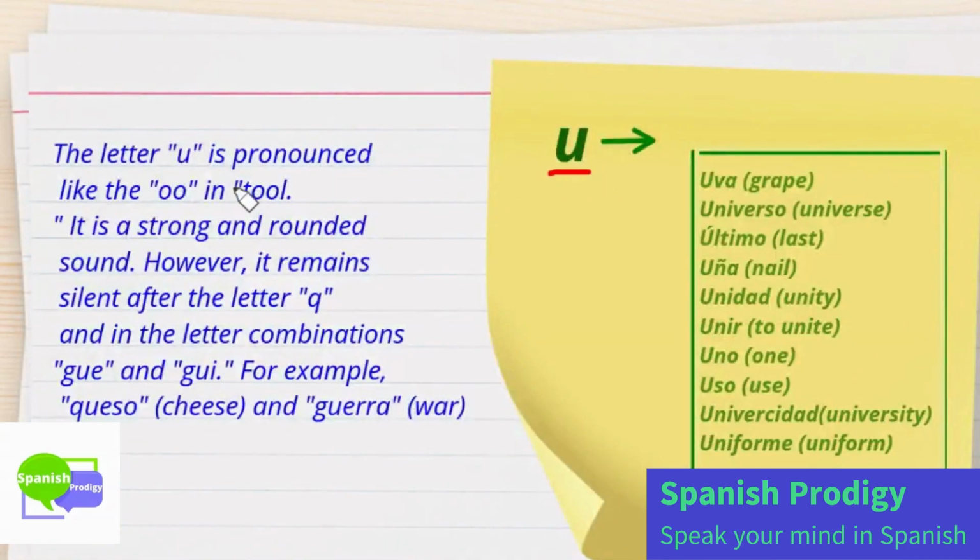The letter U is pronounced like the double O in tool. It is a strong and rounded sound. However, it remains silent after the letter Q and in the letter combinations gue and gui. For example, queso means cheese and guerra means war.